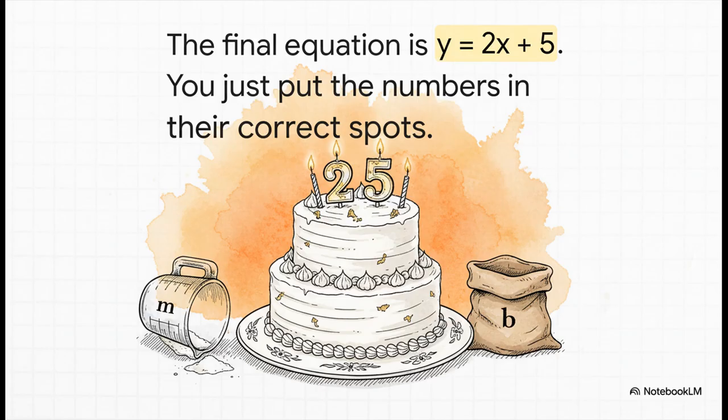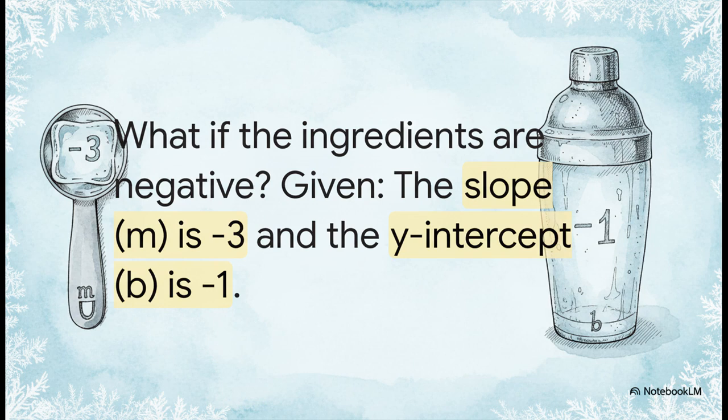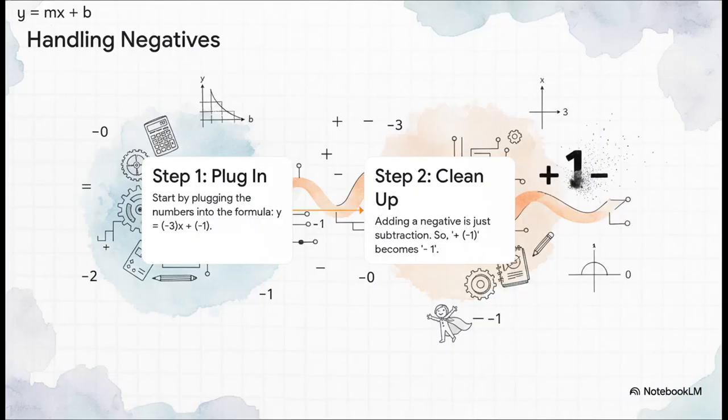See? Easy. All right, ready for a tiny little curveball? Let's see what happens if our ingredients are negative numbers. So for this one, let's say the slope is -3 and the y-intercept is -1. Don't worry, the recipe does not change at all. We do the exact same thing. We start by plugging the numbers straight into the formula. We get y = -3x + -1.